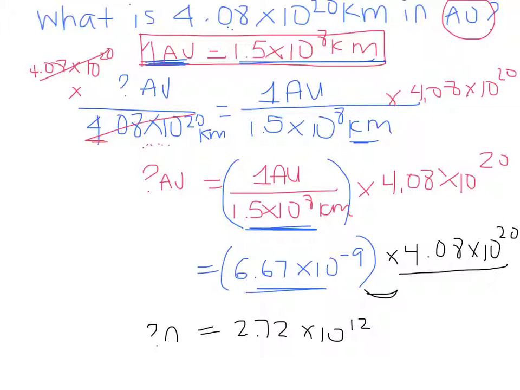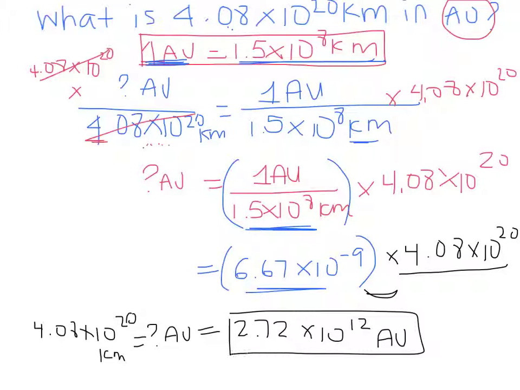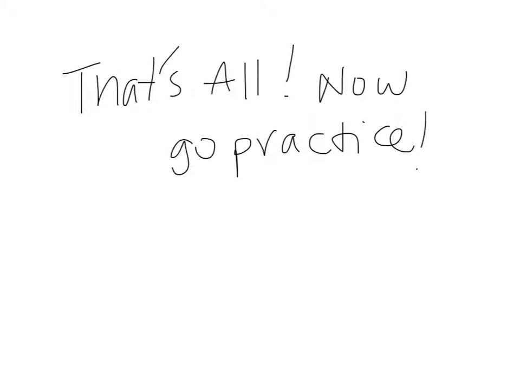Okay. So that means 4.08 times 10 to the power of 20 kilometers is equal to 2.72 times 10 to the power of 12 AU. Okay, there. That's all for now.